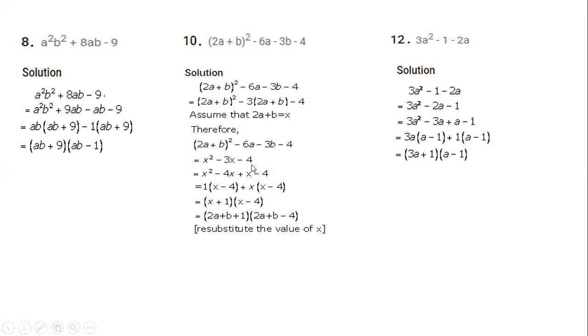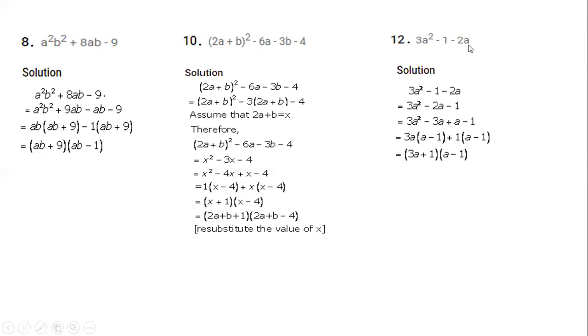Now it is quite easy for us to solve this x square minus 3x minus 4. After solving this, our solution is (x plus 1) into (x minus 4). But the question was in a and b type. So we have to resubstitute, or put the value of x here, which is equal to 2a plus b. Then the solution of (2a plus b) whole square minus 6a minus 3b minus 4 is equal to (2a plus b plus 1) into (2a plus b minus 4).